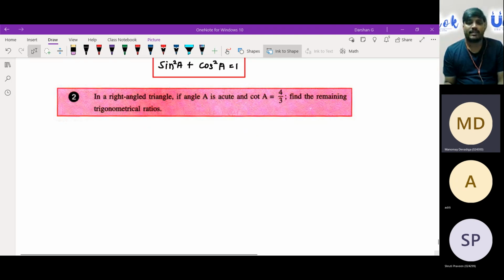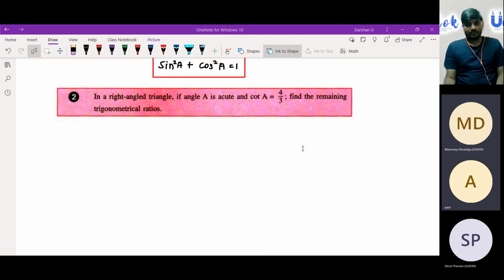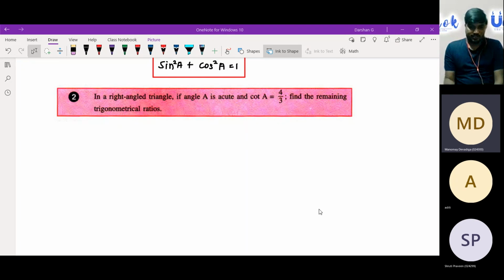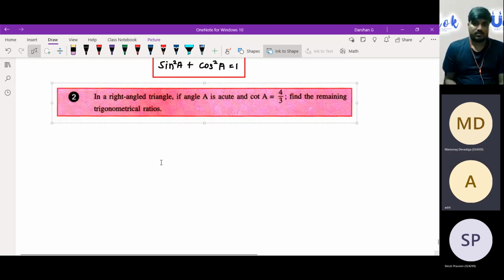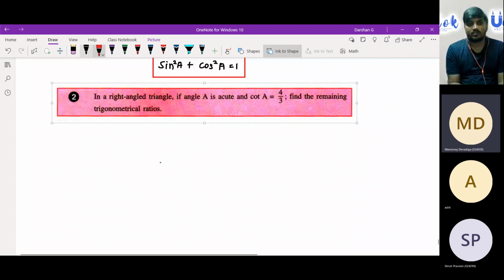Okay, what is sine A? Sine A. 3/5. Who is this? Aditi. Good, good. Okay, Aditi, try to find everything.